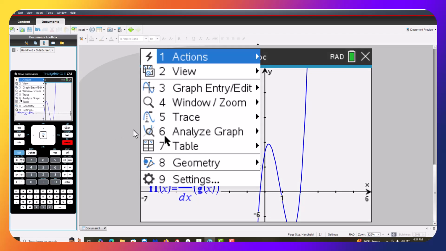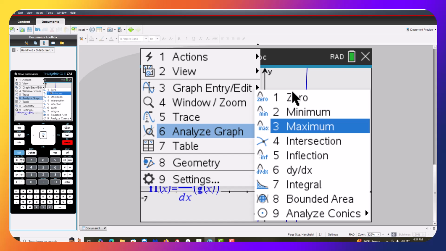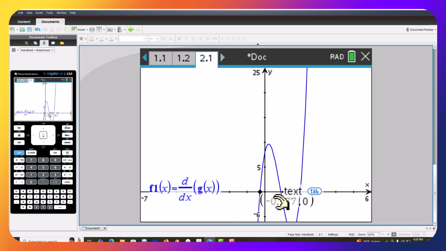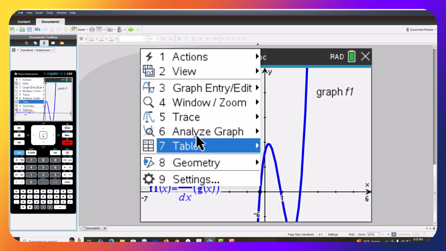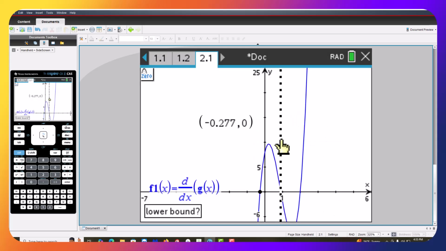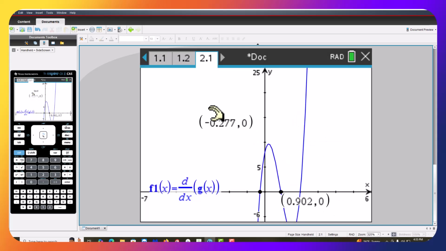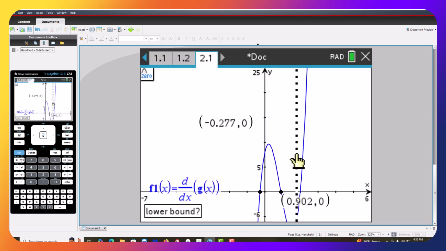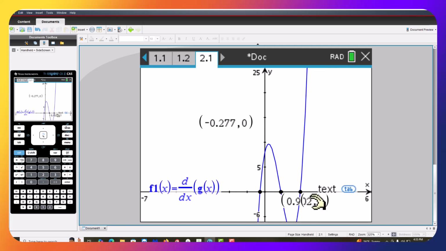Menu, because I know I'm going to find the zeros. Analyze graph, 0. Boom. There's one. Menu, analyze graph, 0. Boom. Menu, analyze graph, 0. Boom. Okay, we did have one nice root.